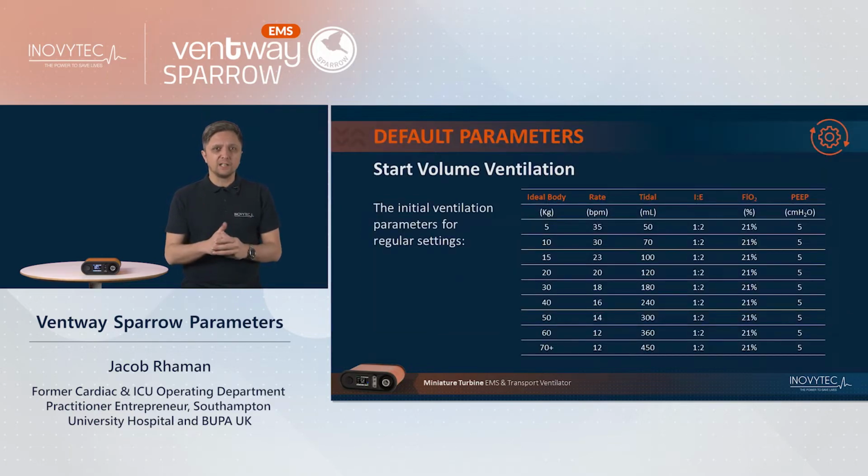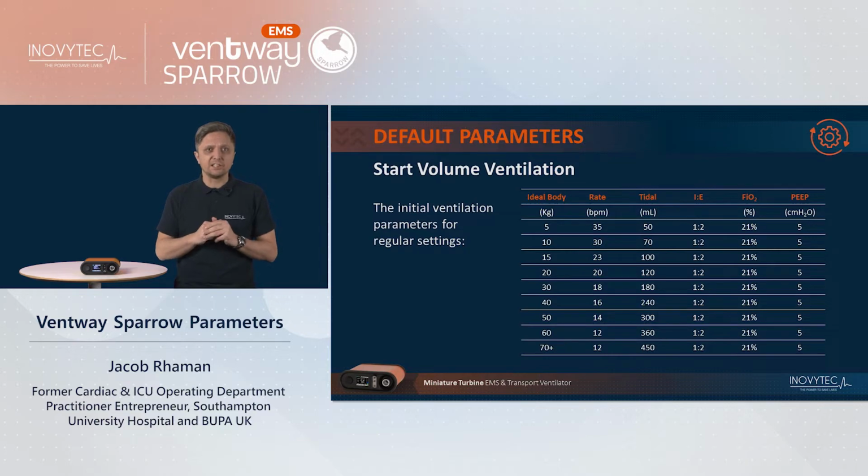These are indicated in the initial ventilation parameters for regular settings and will be used unless clinical indication requires otherwise. The table shown indicates the default parameters and are based on the patient's known or estimated weight in kilograms. The parameters are breaths per minute, tidal volume in millilitres, the IE inspiratory-expiratory ratio, FiO2, the concentration of oxygen delivered in the gas, and PEEP.